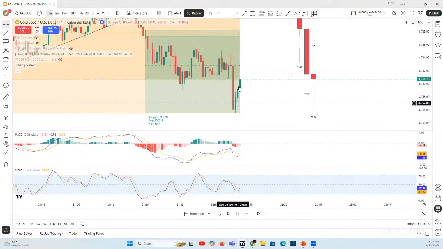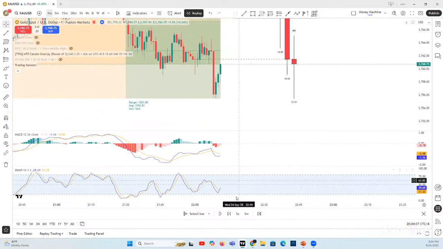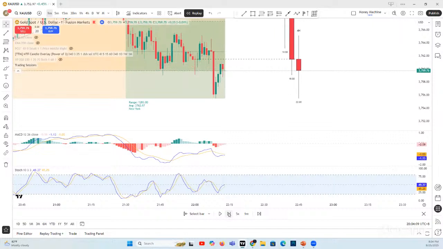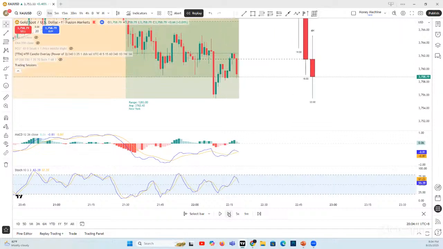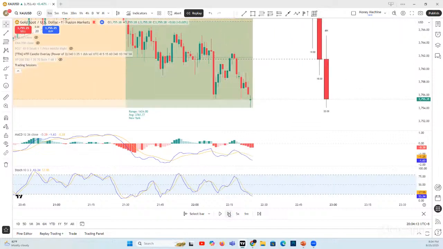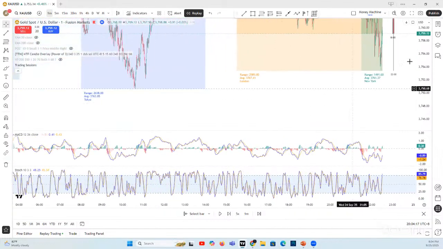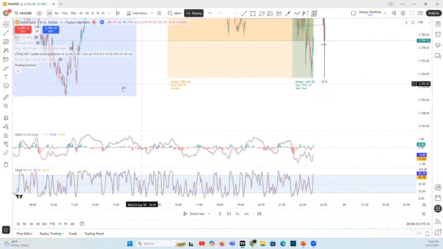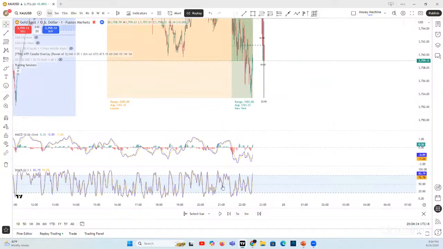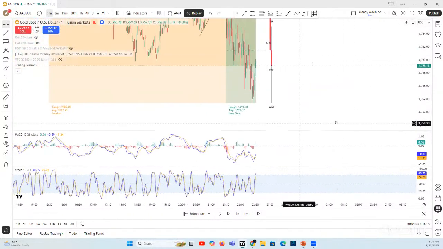And from there, this is just the pullback for the retracement. And the rest again was history. So, as you will all know now, this will now hit Asia's low here on the day. Let's see, huh?